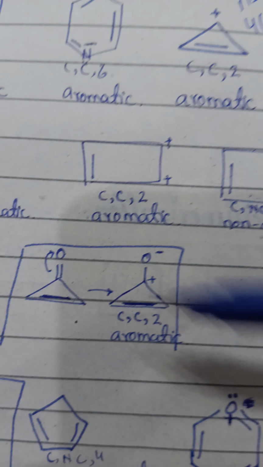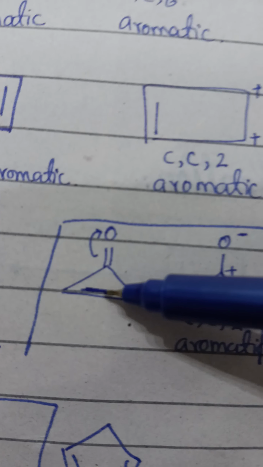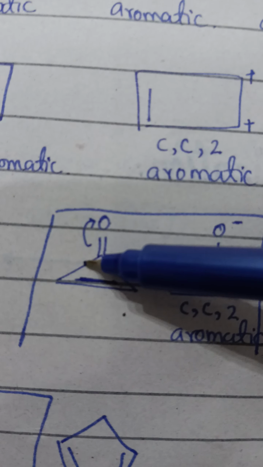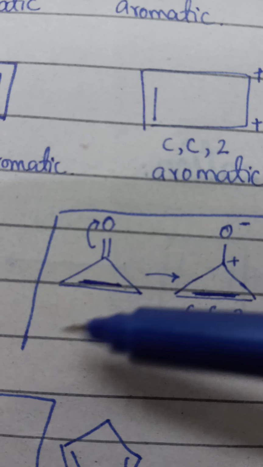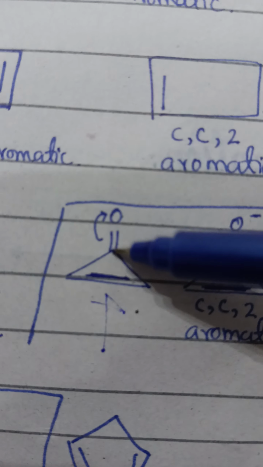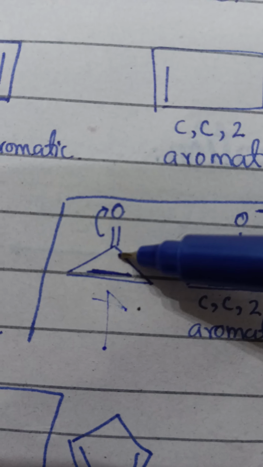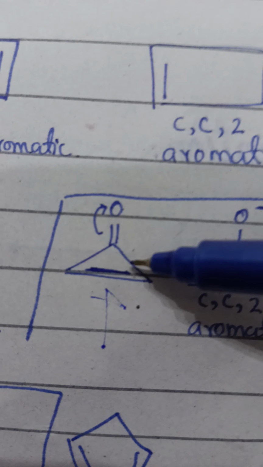Now in this structure, you see that it is a pi bond and it is sigma and it is sigma, so it has no conjugation and it is non-aromatic. This is a wrong concept, because we have a double bonded oxygen attached to it, so we can't consider these two bonds as sigma bonds.